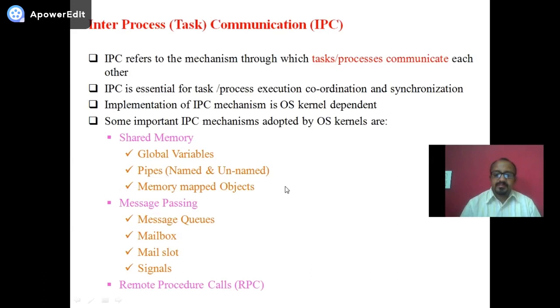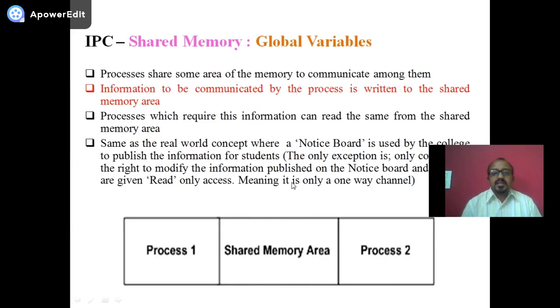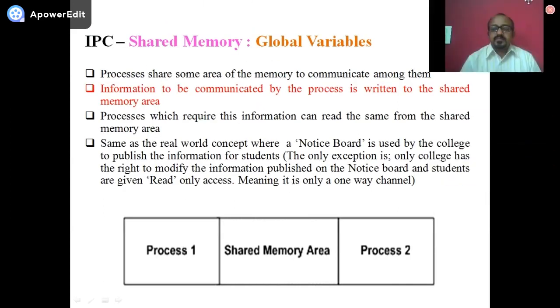First, shared memory, global variables. As you know, the processes share the same area of memory to communicate among them. The information to be communicated by the processes is taken to the shared memory area. For example, process 1 and process 2. Assume process 1 is a keypad process, and process 2 is a display process.